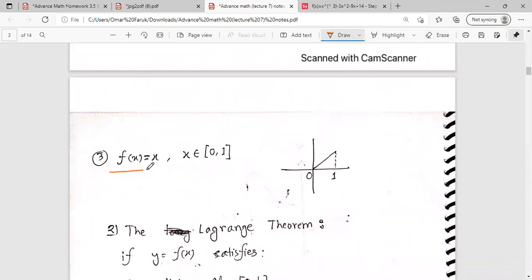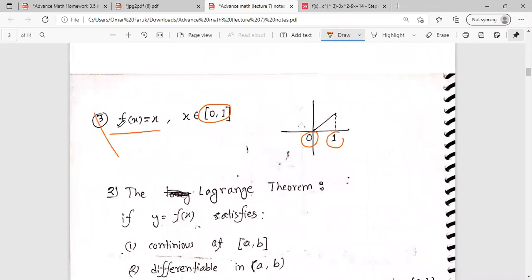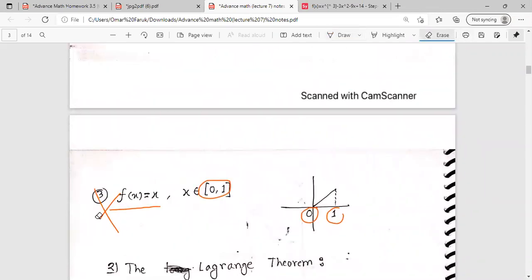And we have again f of x is equal to x, where x is in [0, 1]. So this is x equal to 0 and this is x equal to 1. This math is not fulfilled, okay? So let's not talk about this.